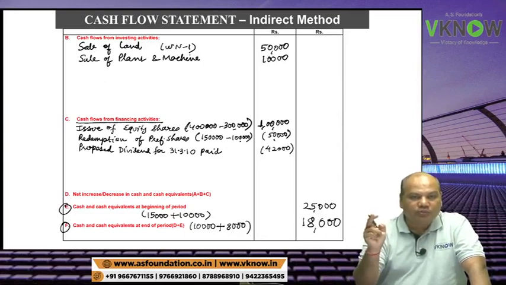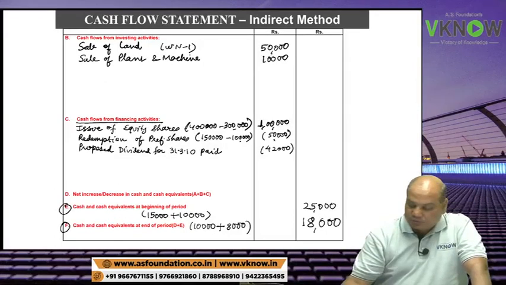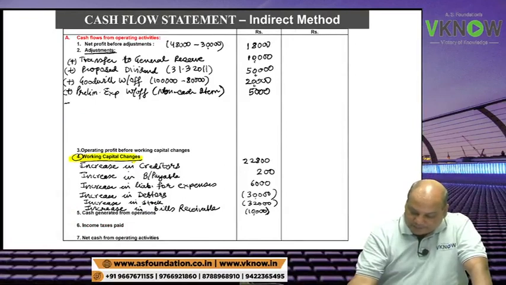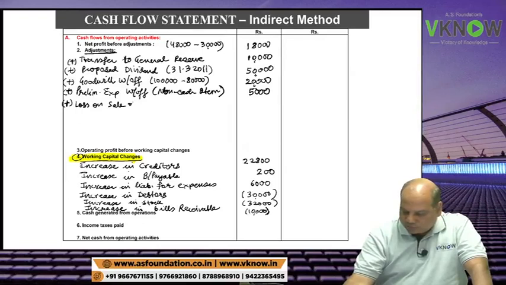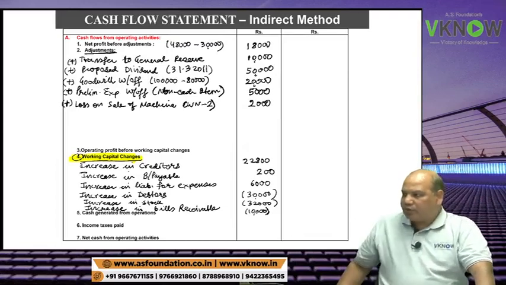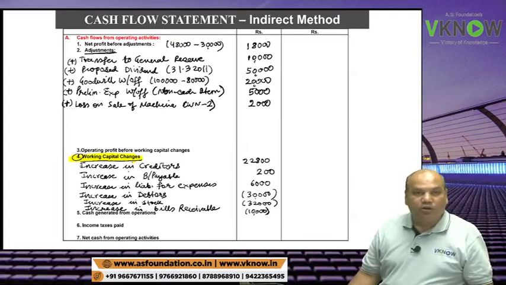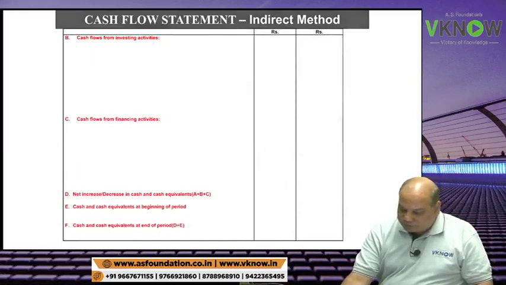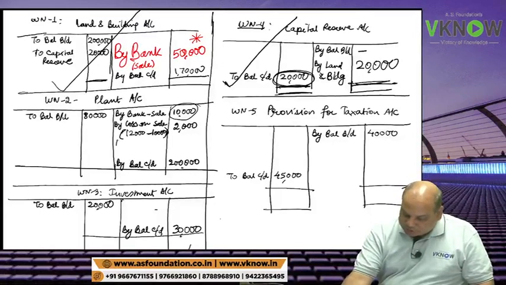Loss on sale of machine is debited to P&L account, is a non-cash item. So in adjustment add back loss on sale of machine, working note 2, 2,000 rupees add back. Why? Non-cash item. Why are we adding back? Non-cash item. Okay, now come back to that machine account. By depreciation they have given for the year.